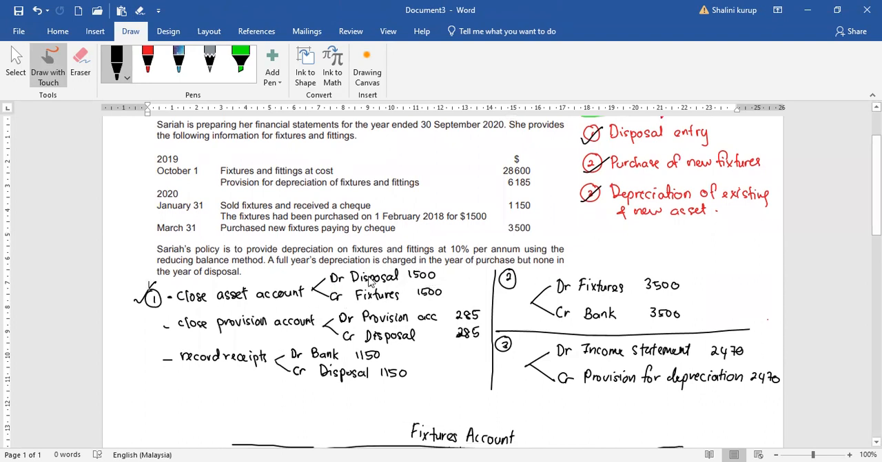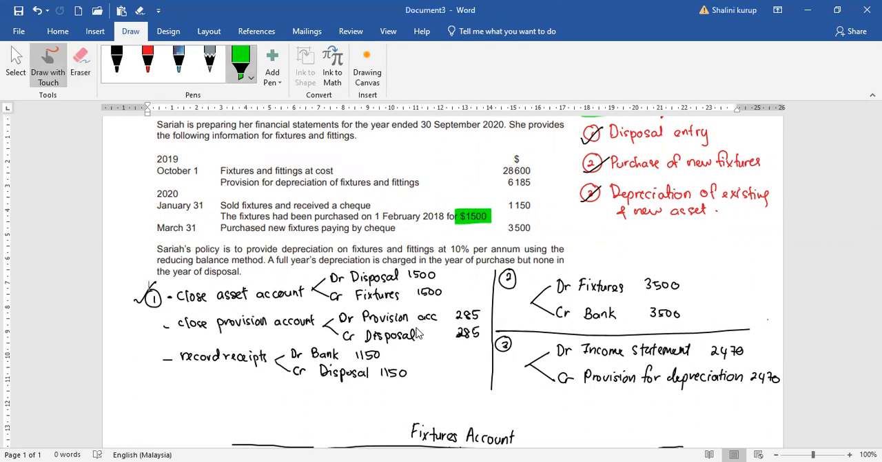So what is the disposal value? The disposal value is obviously the value of the actual asset, the cost of it. That is why disposal is 1,005, fixtures is credit 1,005, which means that later when I do the accounts, you'll realize this 1,005 will be automatically deducted from the balance of 28,600.